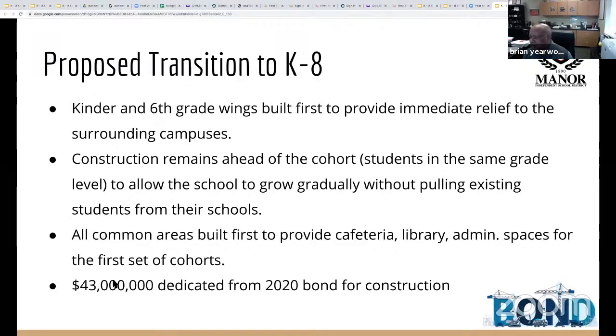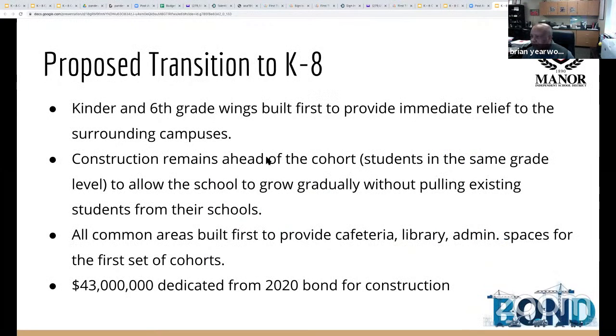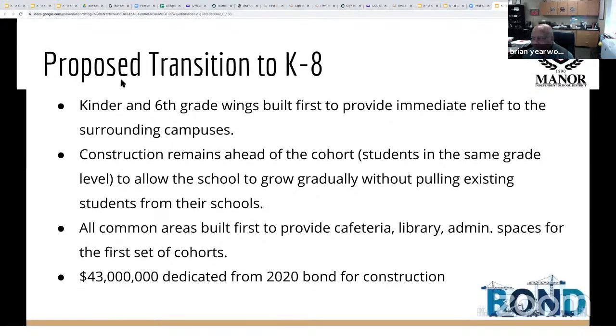And remember, we have $43 million already dedicated from the 2020 bond for construction of a middle school that will be able to transition to building this K-8 campus. Now, there's a survey that will be provided. And before we get to that, we'd like to stop at this time and see if there are any questions coming in from anyone at this point in time. Do we have any questions?